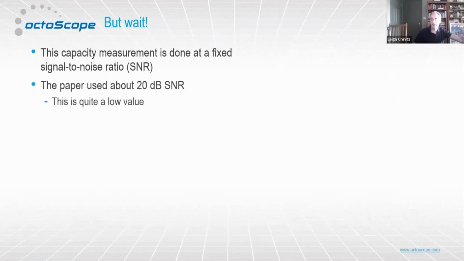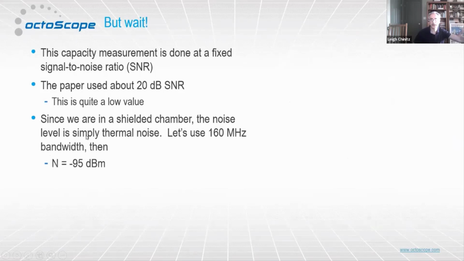The paper, just for the point, because they just needed to pick a value, used 20 dB of signal-to-noise ratio. That's actually an extremely low value for signal-to-noise ratio. Let me explain quickly why. Remember, we're in a shielded chamber. So in a shielded chamber, the noise level that we have to worry about is only the thermal noise in the receiver. If we take 160 megahertz bandwidth, then the thermal noise at 160 megahertz is about negative 95 dBm.